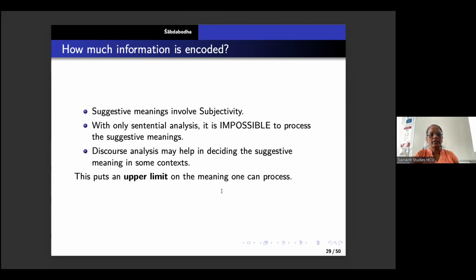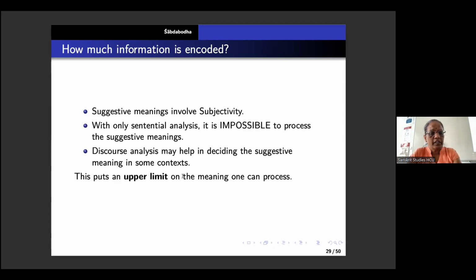So these suggestive meanings involve subjectivity. And with only sentential analysis, if you are doing analysis of only one sentence at a time, it is impossible to process the suggestive meaning. But if you are looking at the whole context, maybe it's possible. I'm saying maybe it is possible. I'm not sure how in each and every case we can get the suggestive meanings, but in certain cases we can get the suggestive meanings. What would help us is only the discourse analysis in deciding these suggestive meanings.